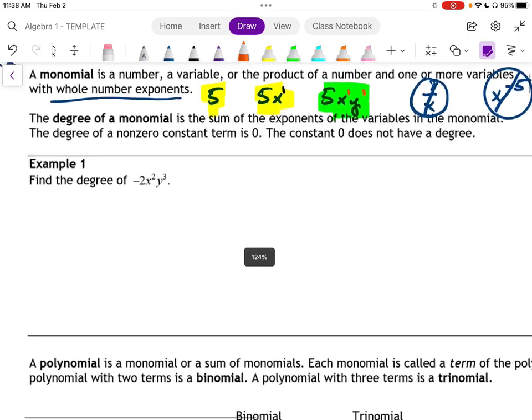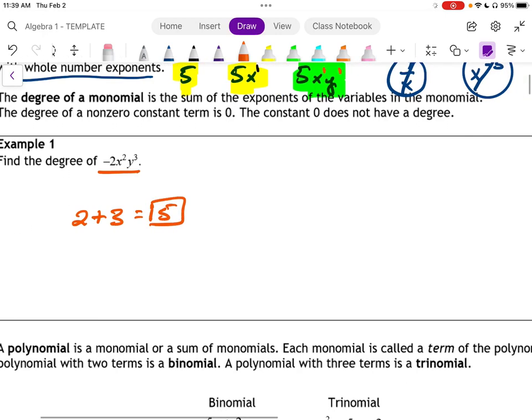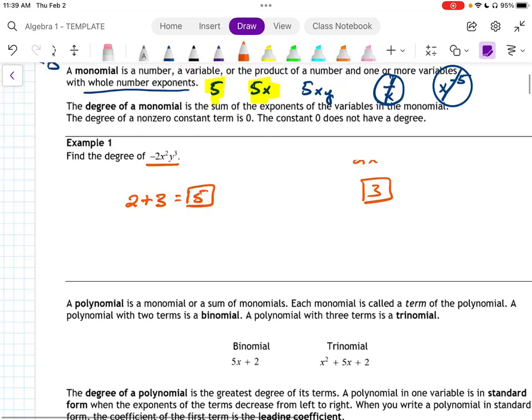So let's look at example 1 here. We're supposed to find the degree of this. Because it has more than one variable, we're going to have to add up their exponents. So we're going to say, well, 2 plus 3 gives us 5. Okay? If the problem said something like, I don't know, just 2x cubed, then the degree would be 3, right? That's a little bit easier there. But when we have the multiple variables, we have to add up those exponents. Okay, that is the degree.